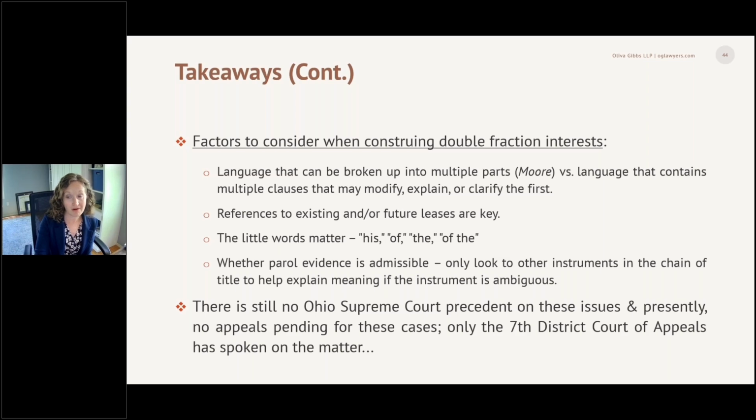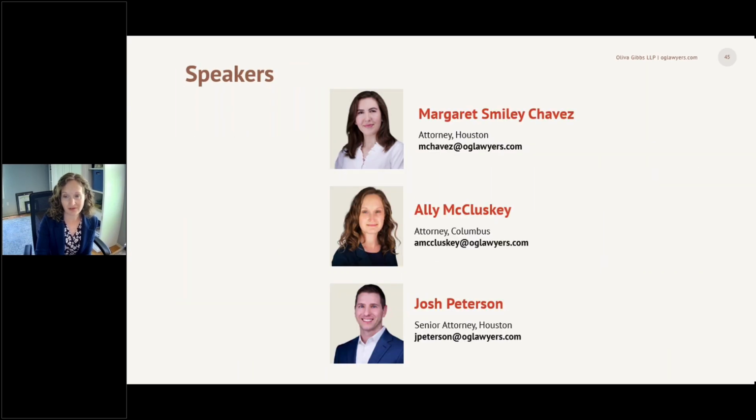We have no Ohio Supreme Court precedent on these issues and no pending appeals, so it's an area of law that we'll need to watch closely for changes. That's all I have for you guys.